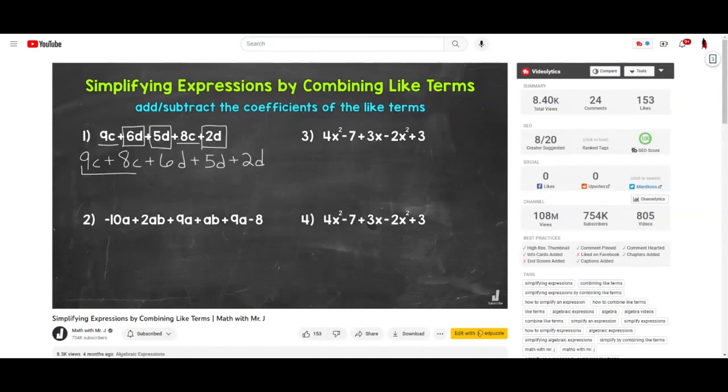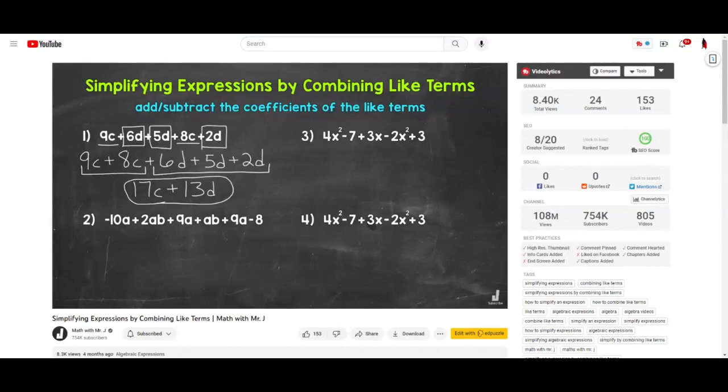Let's start with 9c and 8c. So we have 9c plus 8c. We need to add the coefficients, the numbers in front of the variables. So we have 9 plus 8, which is 17. So we have 17c plus, and now we can combine these terms. So we have 6d plus 5d plus 2d. 6 plus 5 is 11, plus 2 is 13. So we have 13d. And this is our final simplified expression, 17c plus 13d.